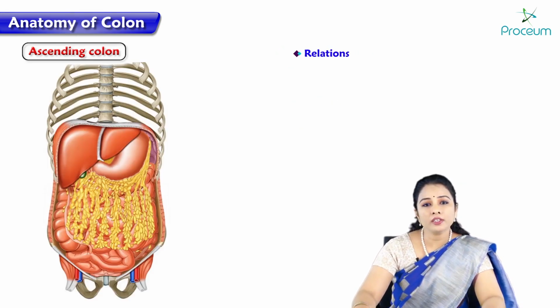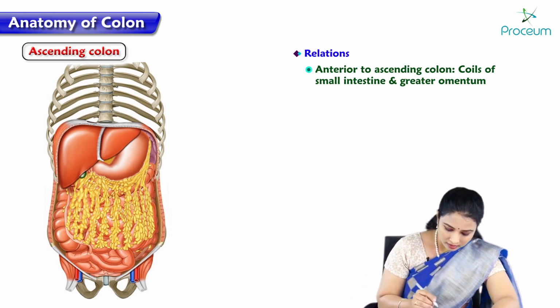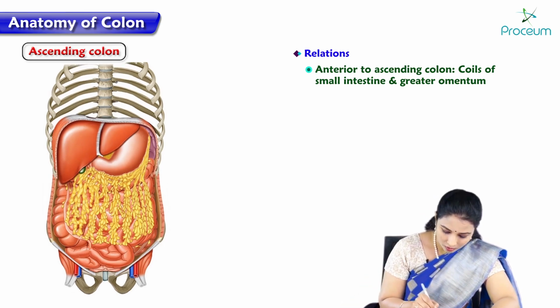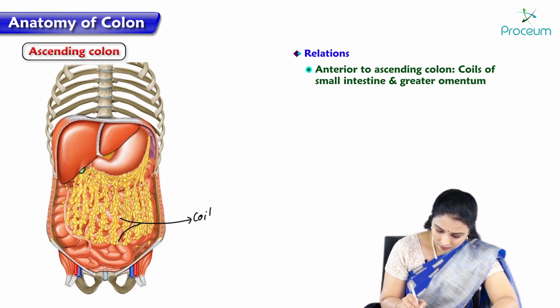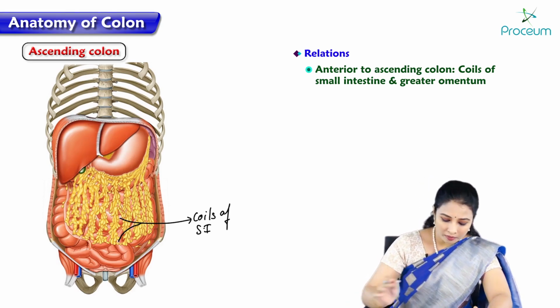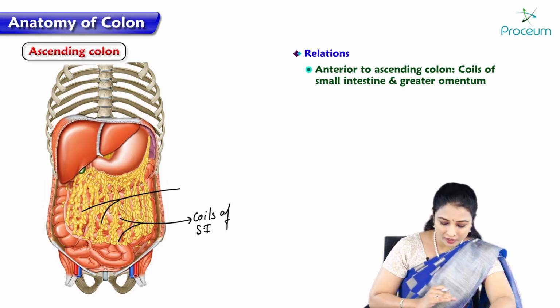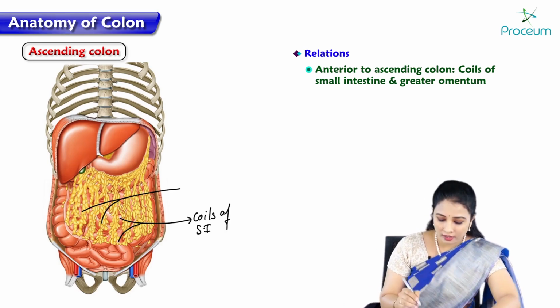Relations of the ascending colon: anterior to the ascending colon there are coils of small intestine, and also the greater omentum, this yellow colored structure which is like an apron covering the abdominal organs.